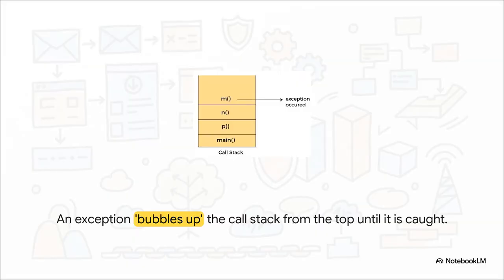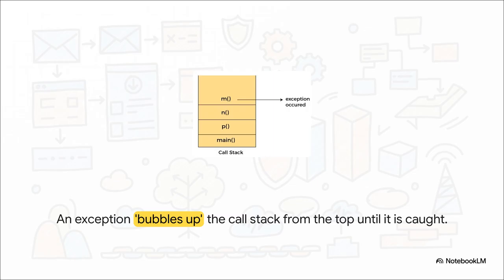So what happens if a method causes an exception but doesn't have a catch block to handle it? Well, it bubbles up. Let's say an exception happens in method M. If M doesn't handle it, the exception gets passed up to whatever method called it, in this case N. If N doesn't handle it either, it goes up again, to P.